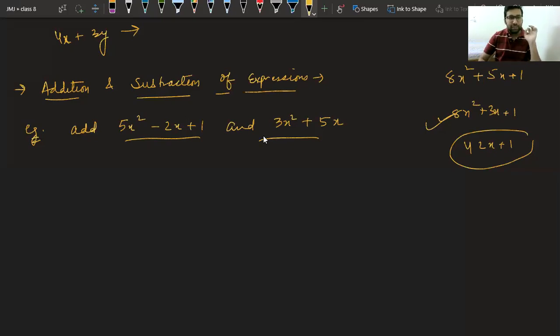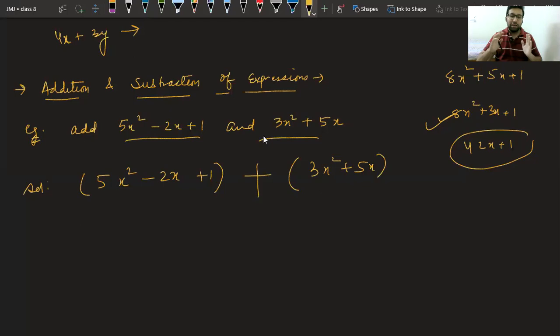Let's see how to do the addition part. It is very easy. Just like this. We have to add 5x square minus 2x plus 1 plus 3x square plus 5x. Class, just keep one thing in your mind. Always write the complete expression in brackets. Never ever write them without brackets, because everything new comes in brackets. Now we have to open the brackets. It becomes 5x square minus 2x plus 1. As outside is a plus sign, nothing will change.